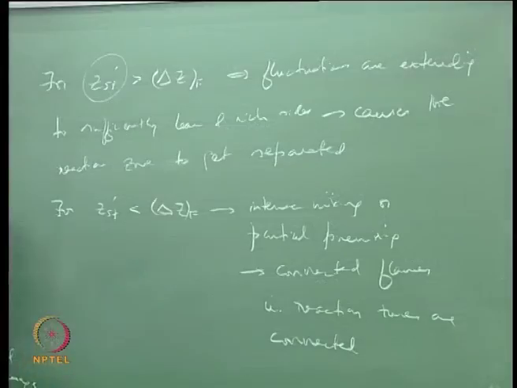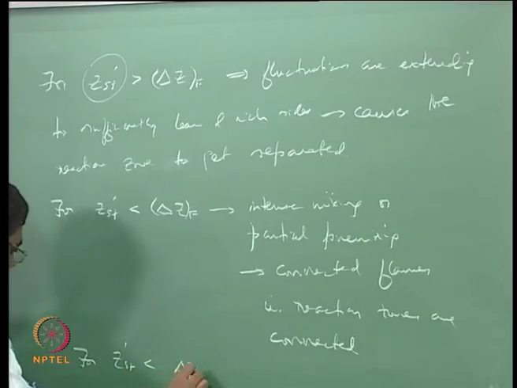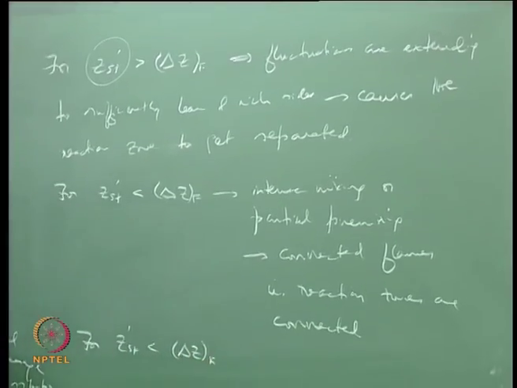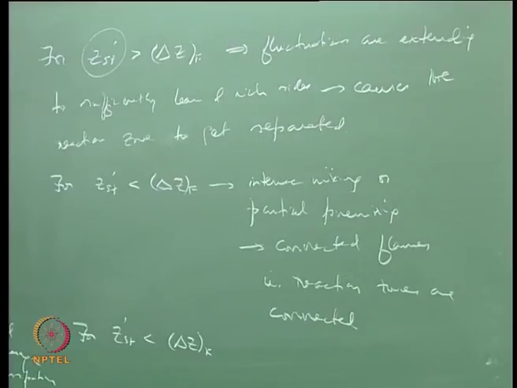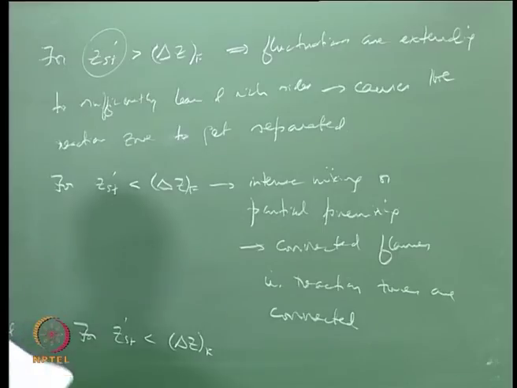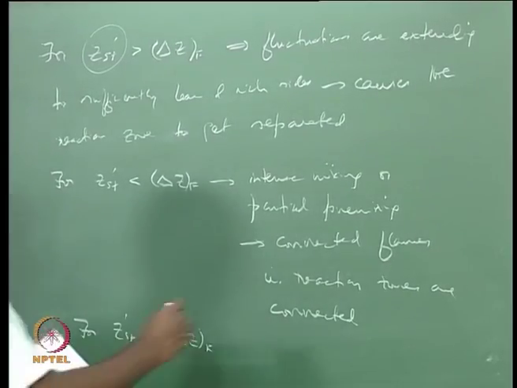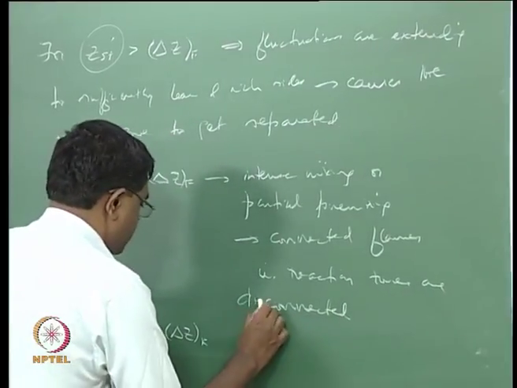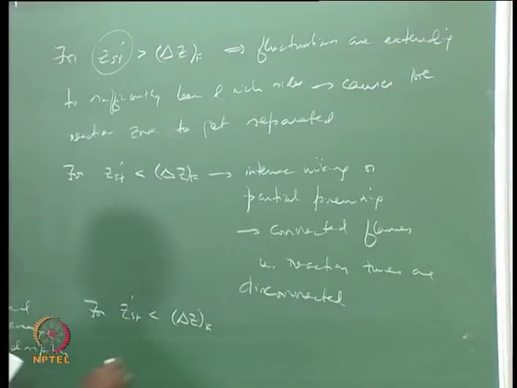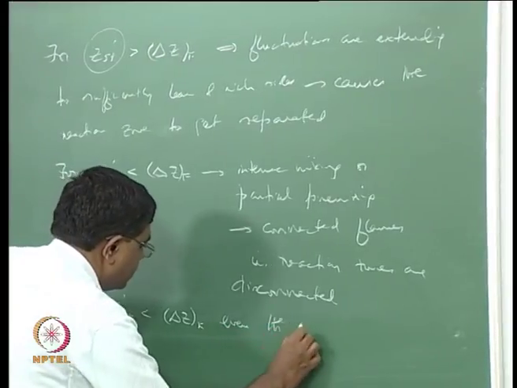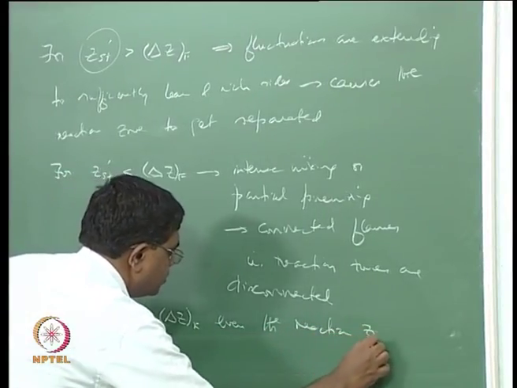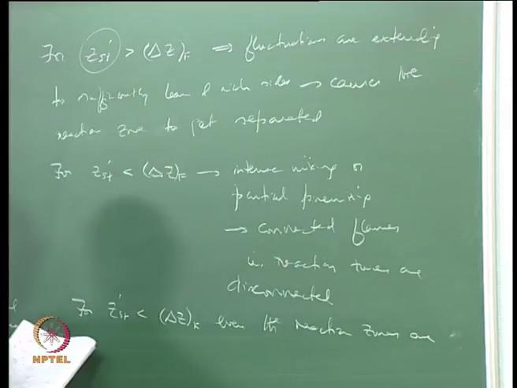And finally, for zst less than delta zr, this is now beginning to look like fluctuations are still smaller than the reaction zone thickness itself. Then even the reaction zones, I should say here, in the earlier case the reaction zones are disconnected, but here even the reaction zones are connected.